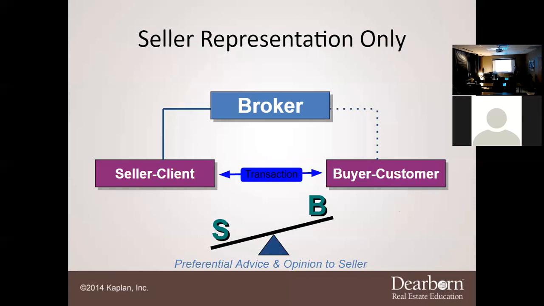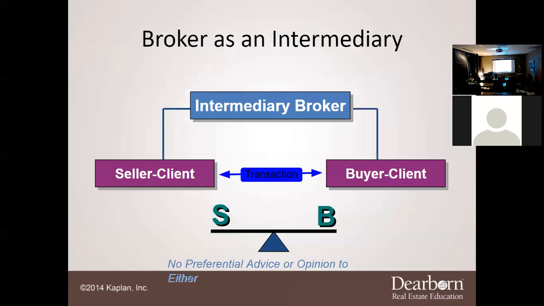Okay? Now, as you see here at the bottom, who has more preferential advice and treatment out of the seller and the buyer? The seller. Why? Because who's in their corner? The broker. I'm in their corner. Because the fact is, I have a representation. So this would be that situation where I have one associate or I'm by myself. This is what I would use, okay?